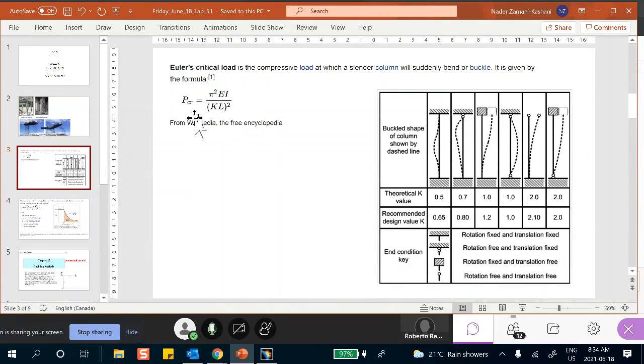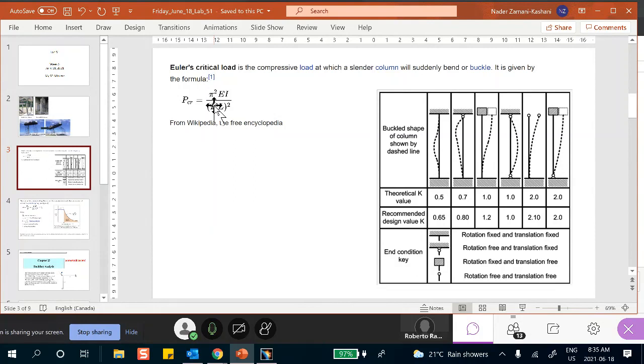Now remember, this works only for columns. If you have something else, then of course you can't use this, unless you approximate it with a column. But anyway, look at what's involved here. Of course, pi is pi. E is Young's modulus of the material. I is the cross-sectional moment of inertia of the beam, divided by L. L is the length, big L is the length of the beam.